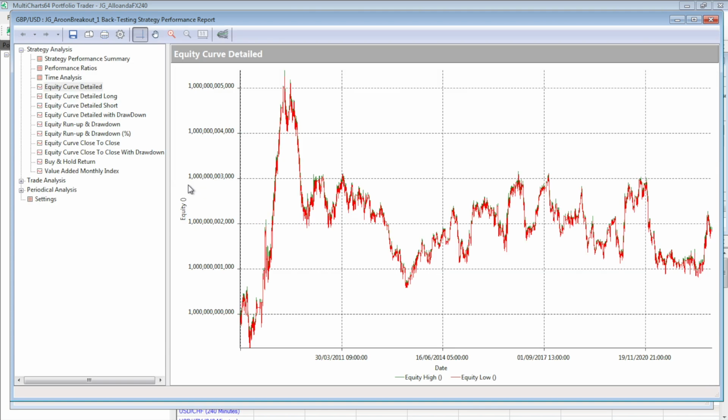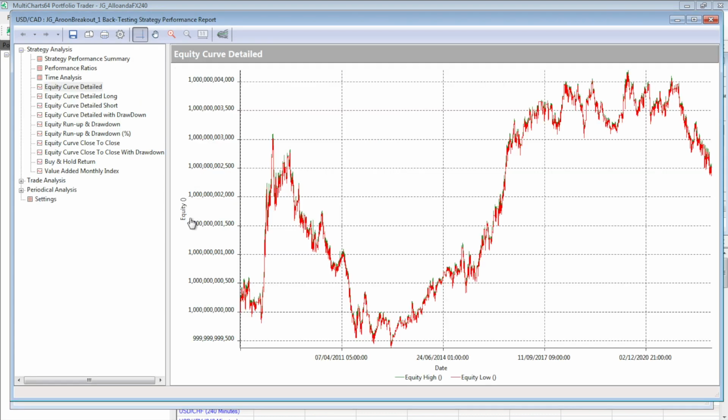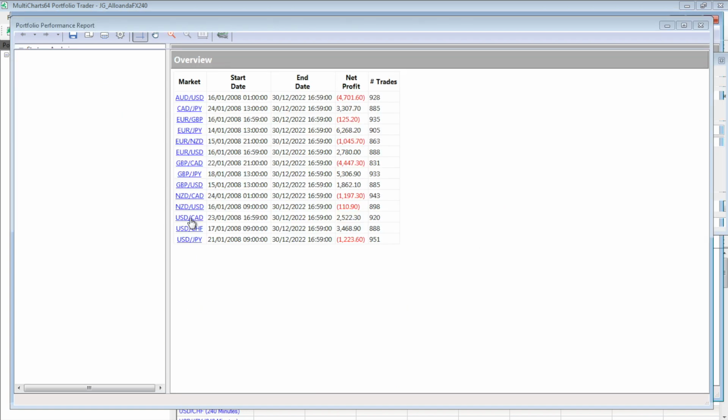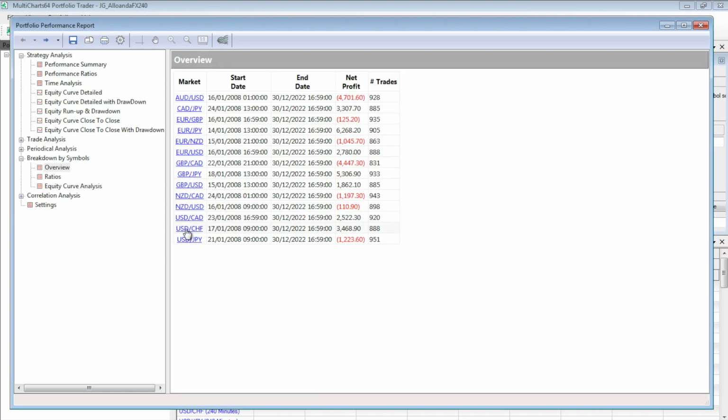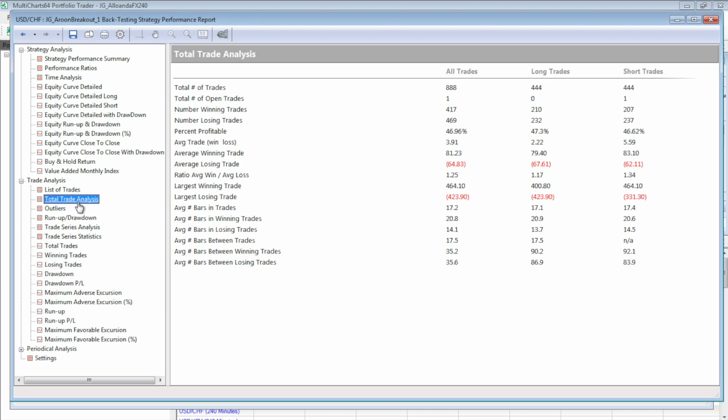Pound dollar, not a very good equity curve. USD Canadian dollar, not a very good equity curve either. Dollar Swiss franc, that's a better equity curve. Not a great start, but it is going up. Got an average trade value of almost 4 pips. Again, not big enough to overcome some trading costs.